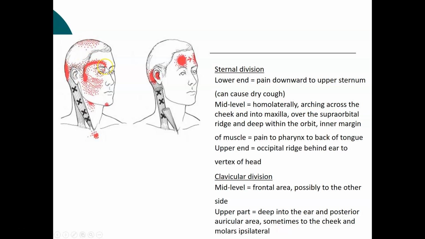So you're sort of getting the patterns here. Remember, wherever it's solid, that's where the intense pain is, and the more speckled areas is where the pain is a little less. The clavicular head, I find most times, is the more common area for trigger points. In the mid-level of the belly, you get the frontal area, possibly to the other side. I call these the headlights. So patients will say, oh, you're right above my eye, right in my forehead. The upper part goes deep into the ear and posterior auricular area, sometimes to the cheek and the molars ipsilaterally. This is one that I find all the time, into these two headlights in the forehead, when we get into this midpoint.